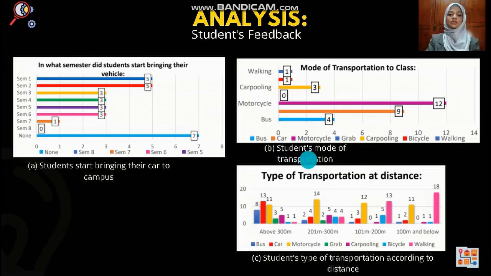And then the students' mode of transportation. Only 4 out of 30 students actually ride the bus as their transportation to class. And lastly, the type of transportation by distance: above 300 meters, students are definitely willing to ride their car and motorcycle, while the bus is the third highest transportation that they will use.